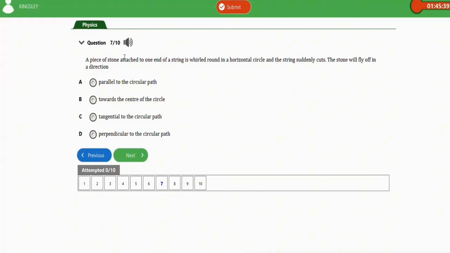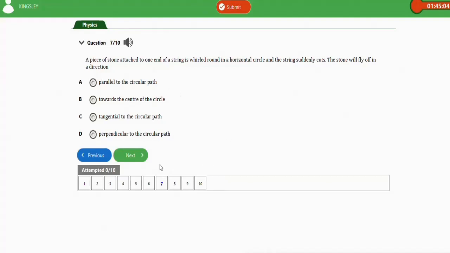It says a piece of stone attached to one end of a string is whirled around in a horizontal circle, and the string suddenly cuts. The stone will fly off in a direction: A, parallel to the circular path; B, toward the center of the circle; C, tangential to the circular path; D, perpendicular to the circular path. So the correct option in this question is option C. The stone will fly off in a direction tangential to a circular path.